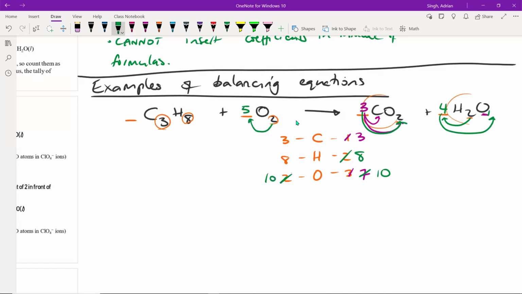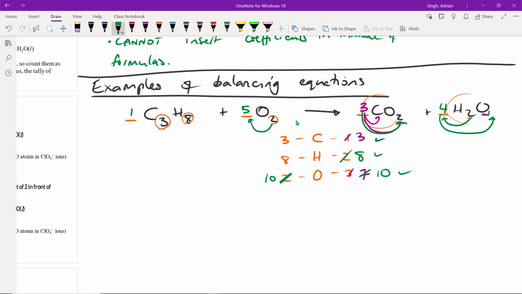So you can see here, if I save the O's till the end to balance, it was just a one-step process, right? If I'd started with the O's, it would probably take me a couple minutes longer. I'd end up with the same answer, yes, but it would take me a little bit longer. Okay, and I didn't do anything to the coefficient for the propane, so that's 1. It's understood to be there. We can leave it out. So this is your balanced equation. You can double check at the end that we have the same numbers on both sides.